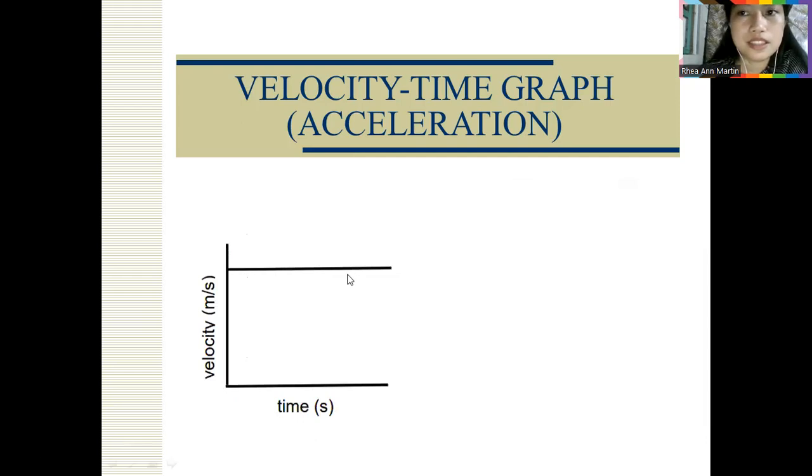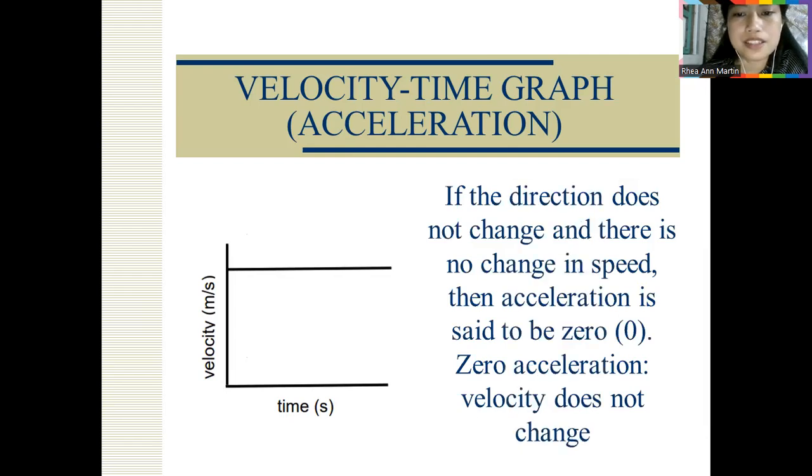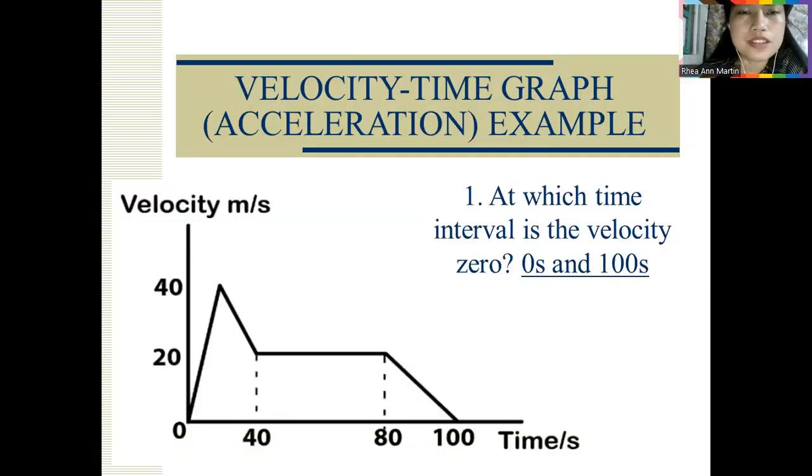Velocity remains the same. So, we say that there is no acceleration or zero acceleration. If the direction does not change and there is no change in speed, that is what I'm saying, then acceleration is said to be zero. Zero acceleration, velocity does not change. So example for velocity time graph, example 1.